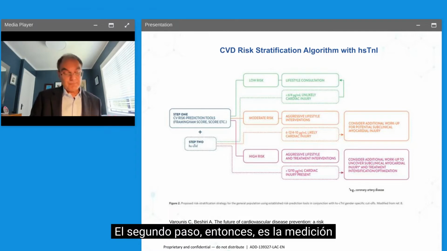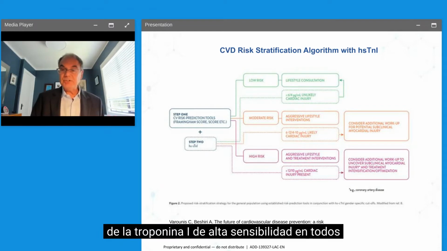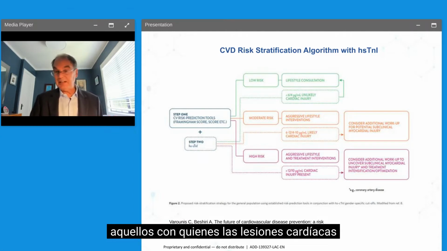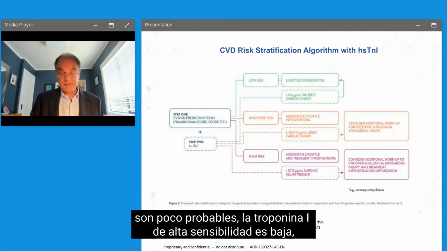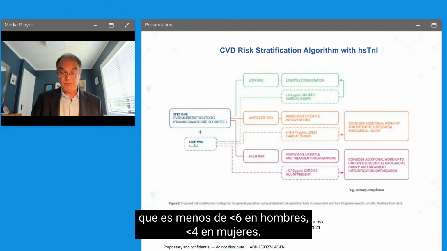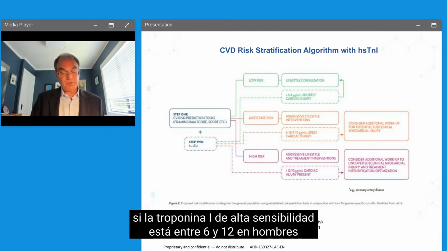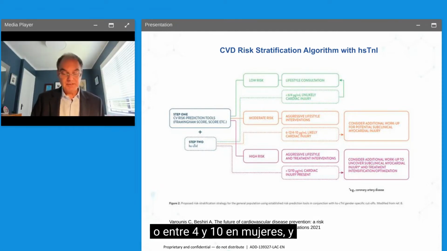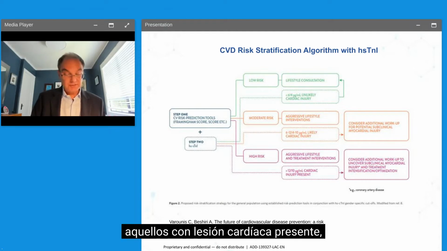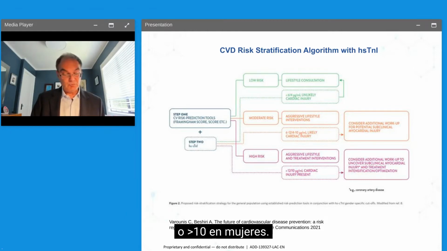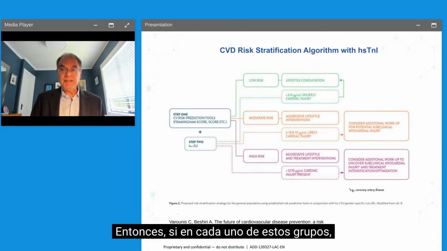Step two, then, is the measurement of high-sensitivity troponin I in everyone. And this will generate three groups. Those in whom cardiac injury is unlikely, that is, high-sensitivity troponin is low, less than 6 in men, less than 4 in women. Those with likely cardiac injury, if high-sensitivity troponin is between 6 and 12 in men or between 4 and 10 in women, and those with cardiac injury present, if high-sensitivity troponin is greater than 12 in men or greater than 10 in women.